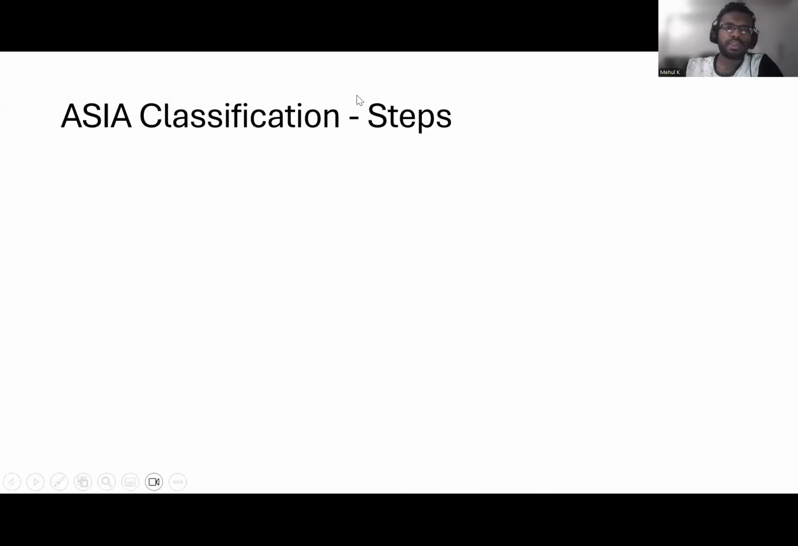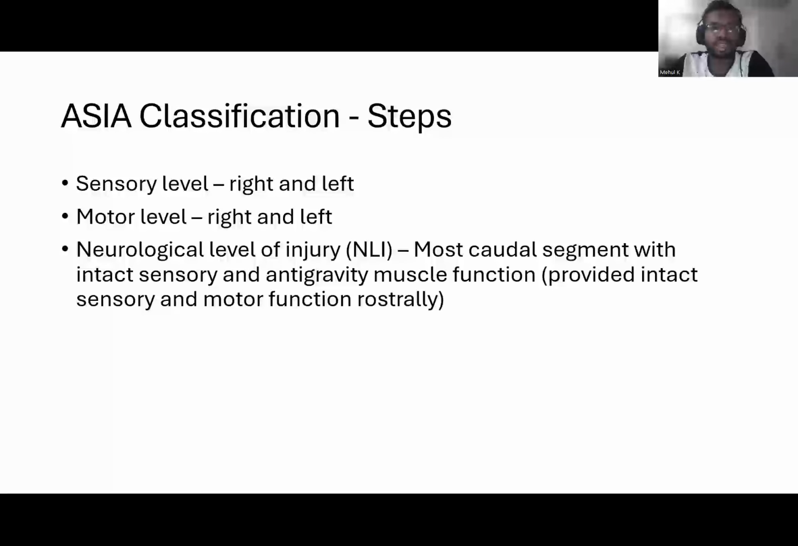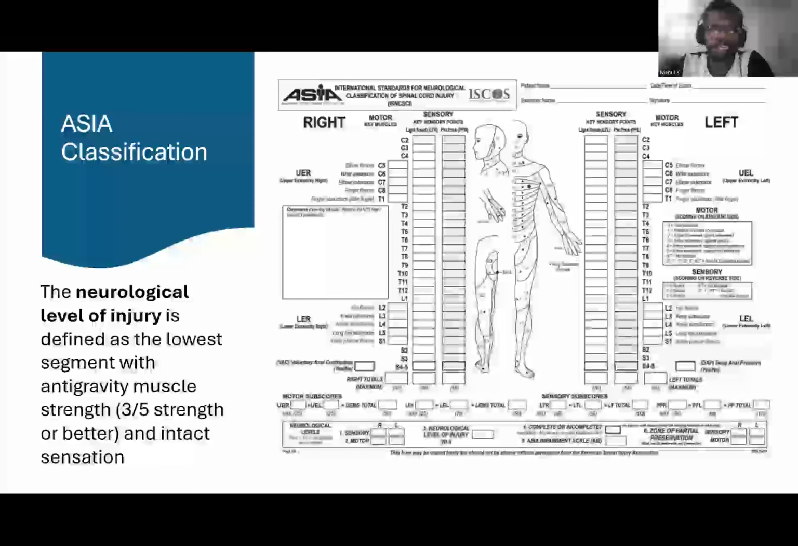So now there is a classification that will help you look at how severe a spinal cord injury is. That is called your ASIA classification. In order to do an ASIA classification, you have to do various things. One is you look for a sensory level on the right side and the left side, and a motor level on the right side and the left side. Then you calculate the neurologic level of injury, and I'll tell you how that is done. And then you comment on whether it is a complete or an incomplete injury. So sensory level, motor level, find the neurological level of injury, and is the injury complete or incomplete? These are the four questions that you have to answer while doing the ASIA classification.